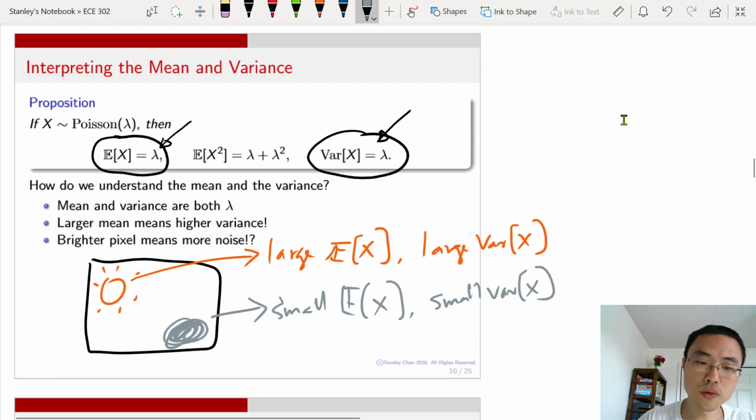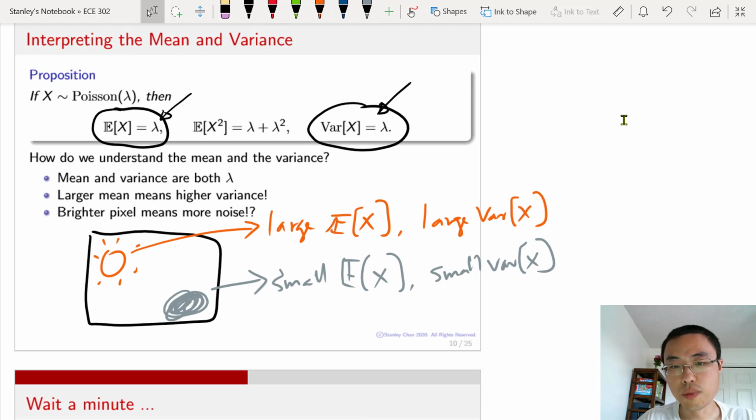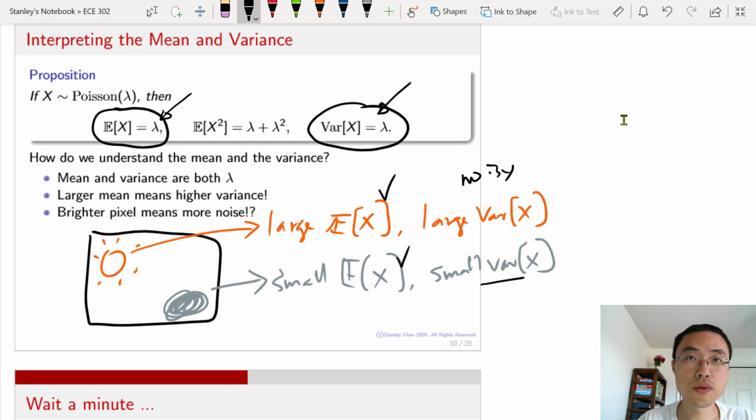So why can this be problematic? Well, this is actually a very interesting phenomenon, because brighter pixels are brighter, that's okay. Darker pixels are darker, that's okay. But this one says that it is noisier because you have a larger variance, so the fluctuation is higher. This one is less noisy. So this is somewhat interesting.